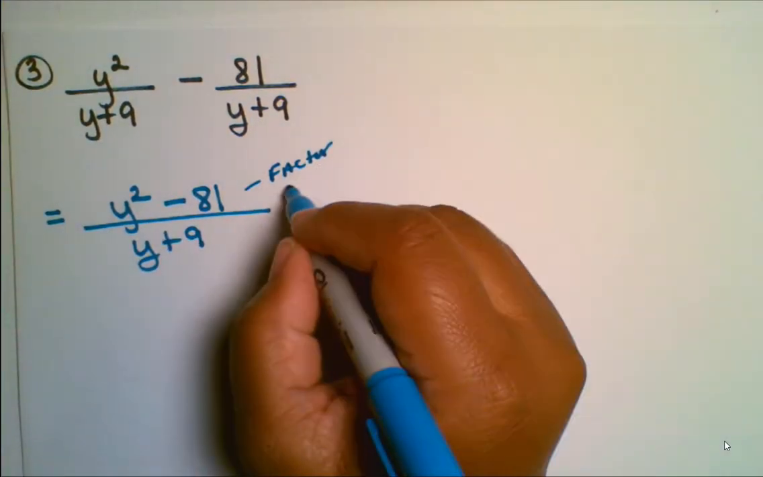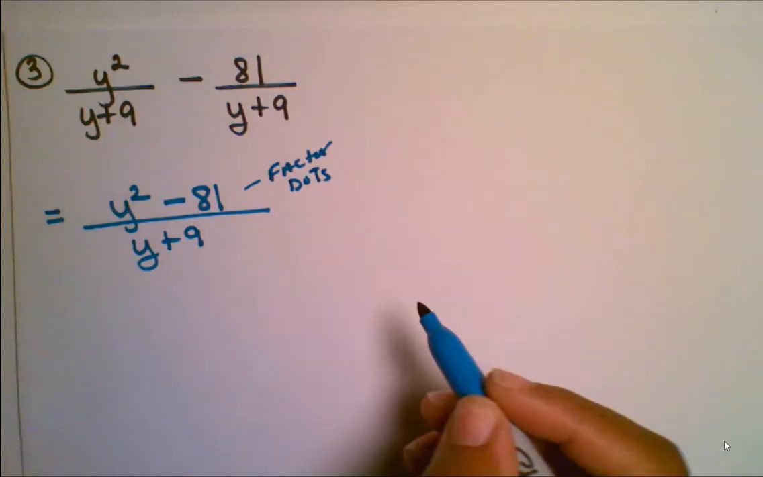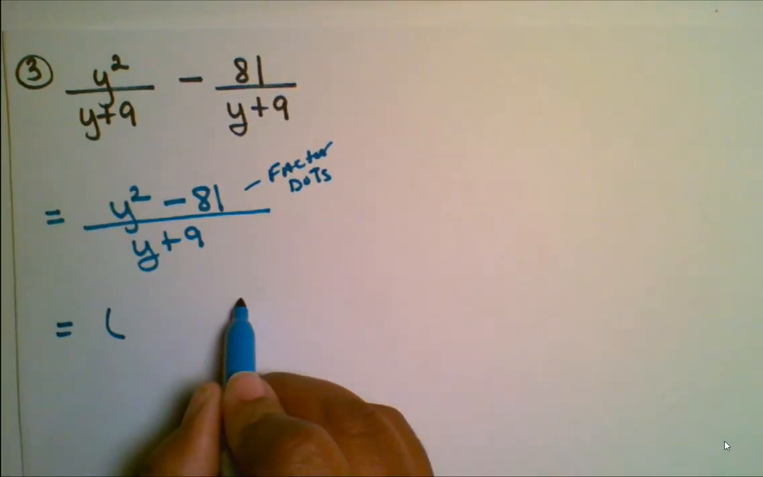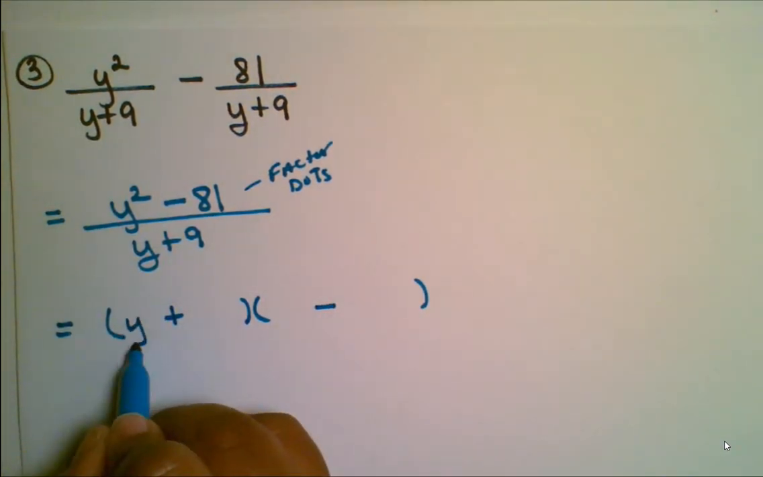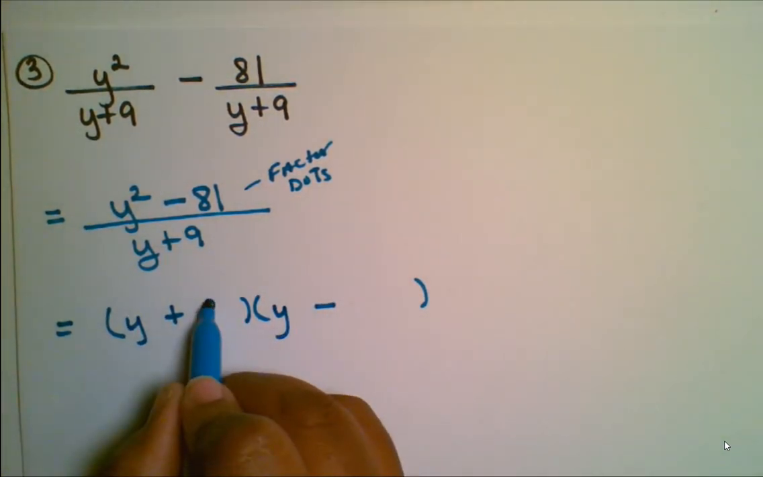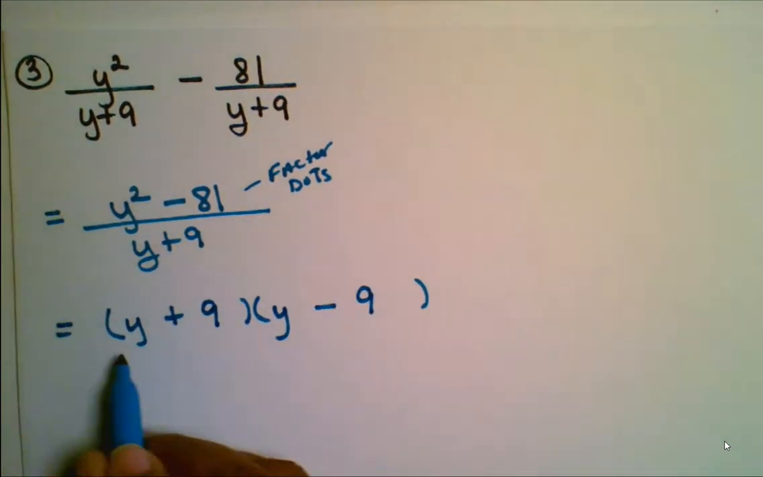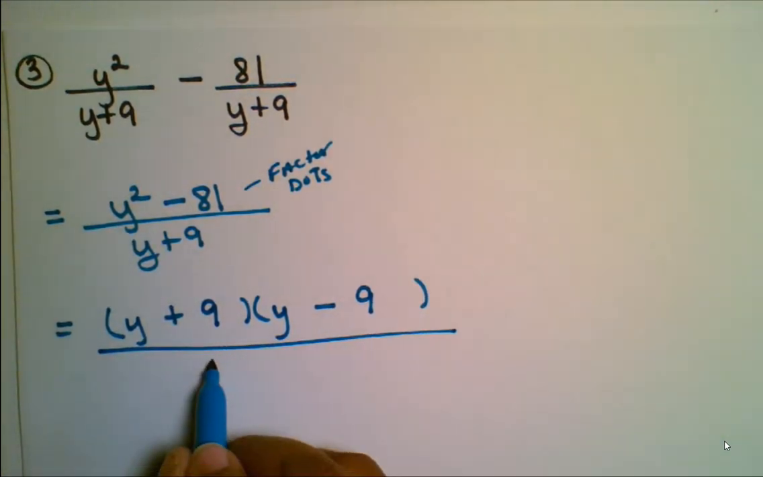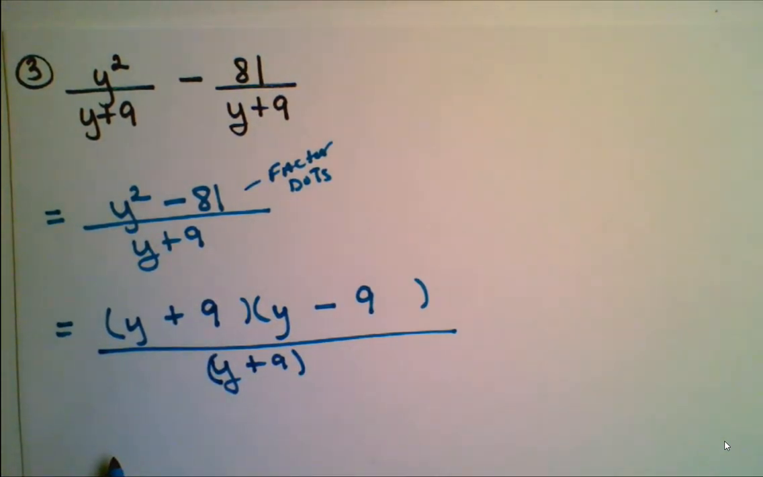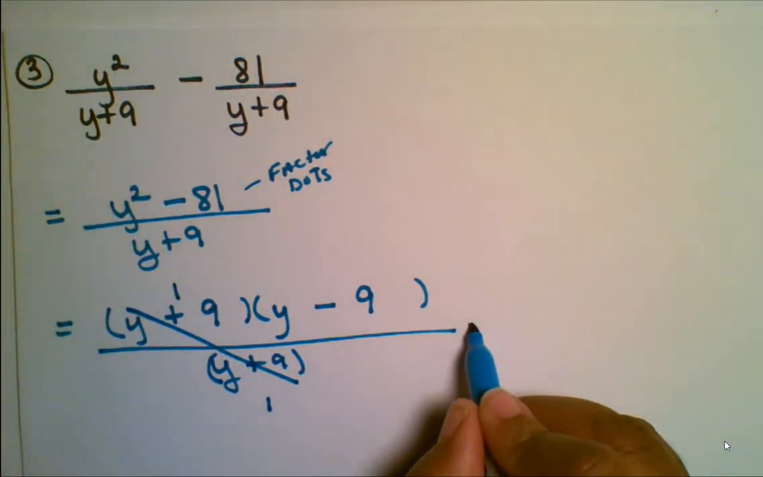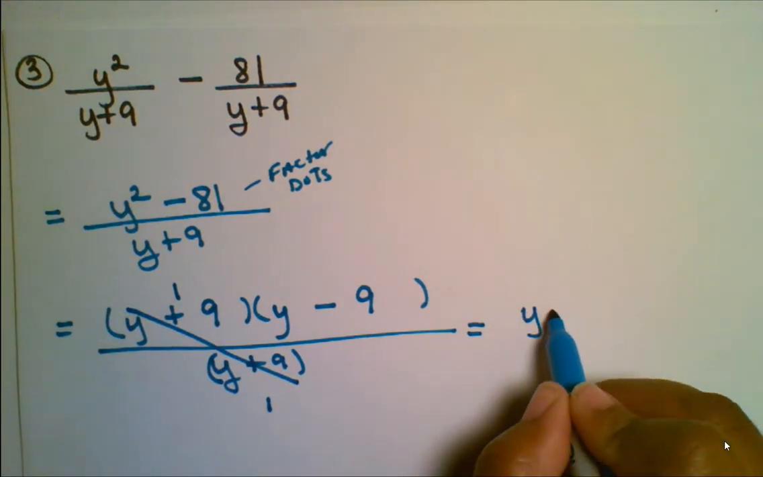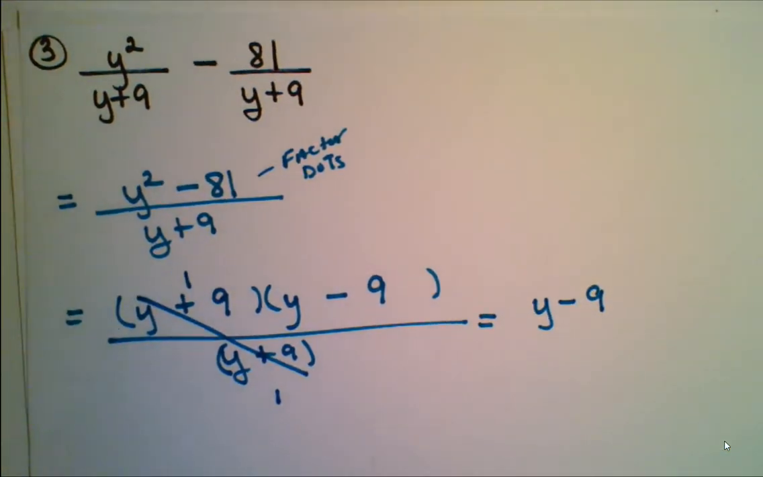And this is a difference of 2 squares. So let's set up our template. We have opposite signs, y and y for the first term, 9 and 9 for the last term. And then our denominator is y plus 9. And then we're going to cancel all pairs that are common to the numerator and denominator. And what we're going to cancel out is the y plus 9. And then this gives us the solution of y minus 9.